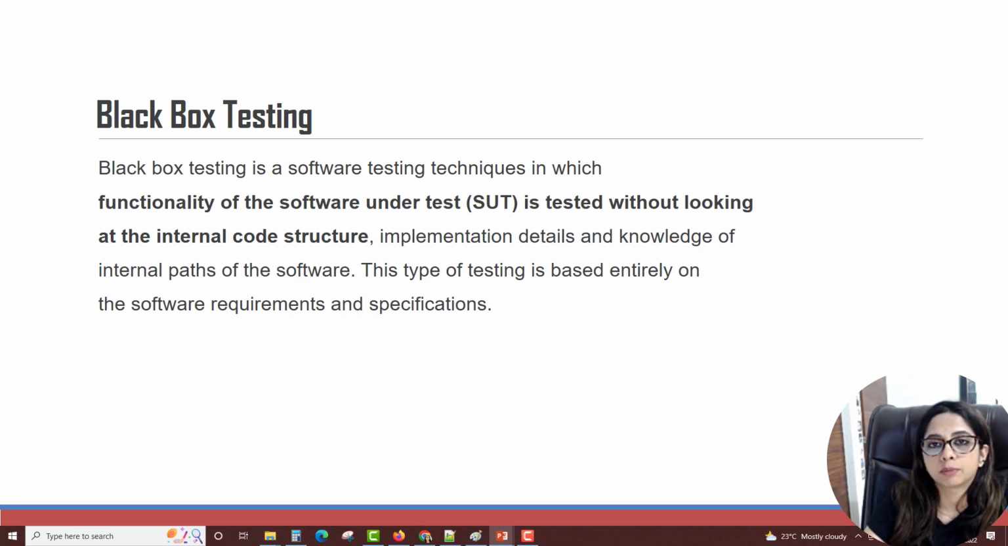Now what is black box? As we already discussed, it is a testing type wherein we are not much concerned about the internal coding and logic of the software, whereas we are only concerned about the functionality of the software, the business flow of the software, how the software is working. So if we know the end-to-end flow of the software, we term it as black box testing.